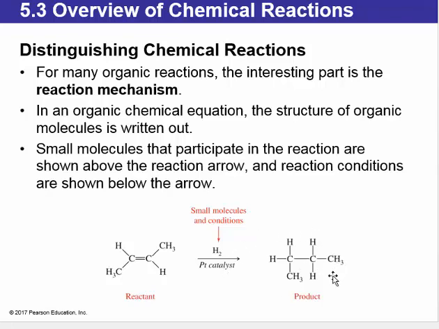The product is also written as a structure, so we can clearly see that from beginning to end, we have lost our double bond, and our alkene has transformed into an alkane through the addition of hydrogen.